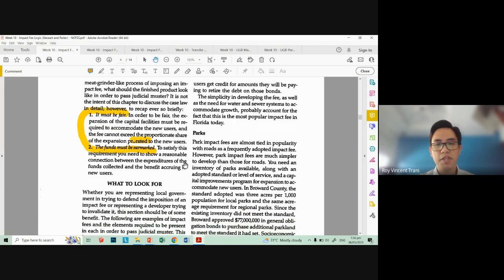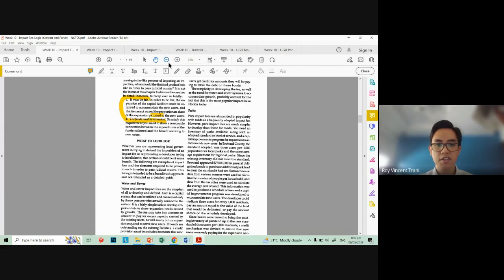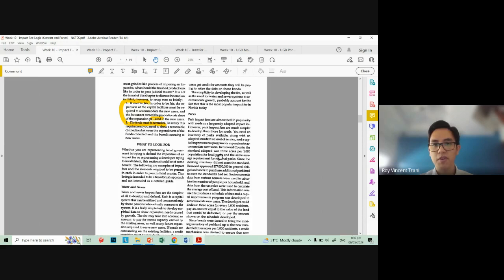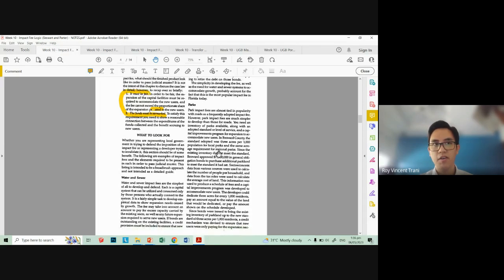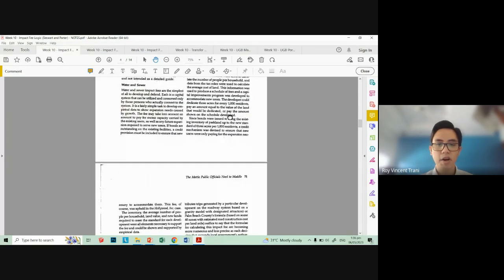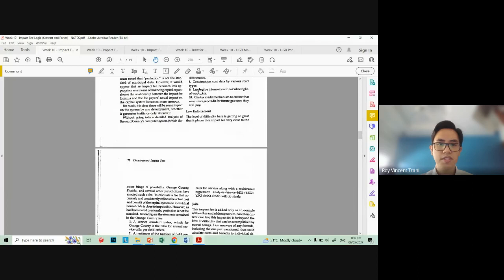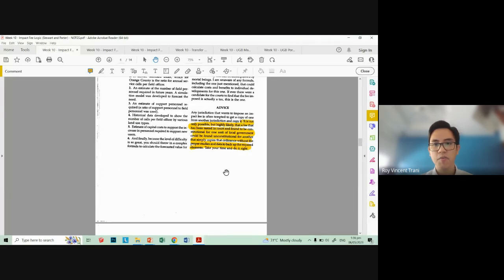And then the funds must be earmarked. To satisfy this requirement, you need to show a reasonable connection between the expenditures of the funds collected and the benefit accruing to the new user. So basically, it's accounted for again to make sure that the fees aren't too high, that it doesn't align with the new development. And then the rest of this section covers different kinds of strategies for different kinds of impact fees. You have water and sewer, you have parks, roads, and jails. So we'll go back to this in a bit.